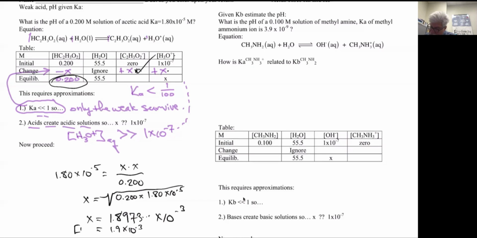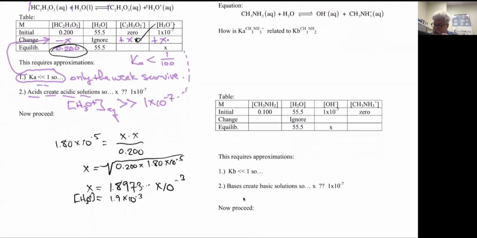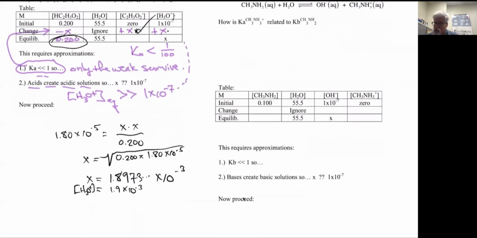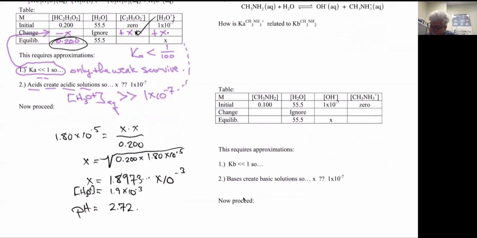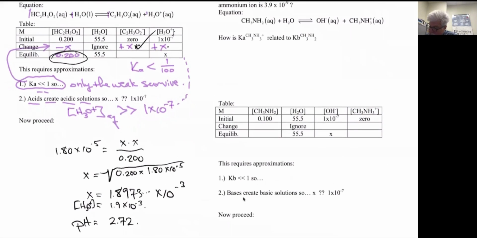Now, this is the concentration of H3O plus. It is also the concentration of the conjugate base. The conjugate base in this instance is not going to impact the pH, so I take the log and I change its sign, and I report that my pH is equal to 2.72. Okay, now we go back and check. Is it true that 1.9 times 10 to the minus 3 is much larger than 1 times 10 to the minus 7? By 4 orders of magnitude, it certainly is.